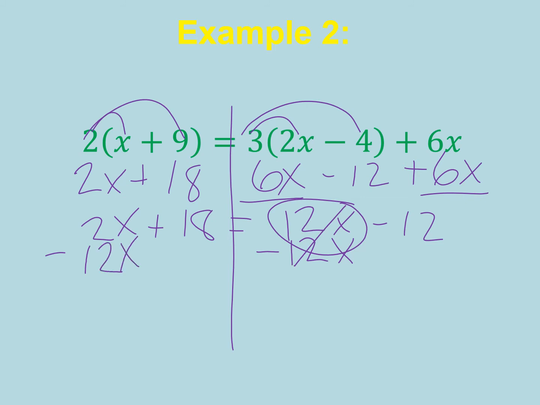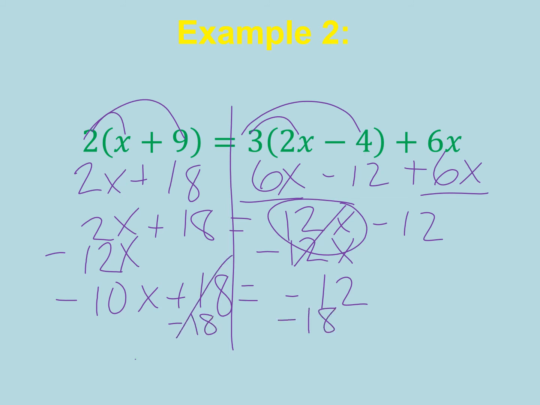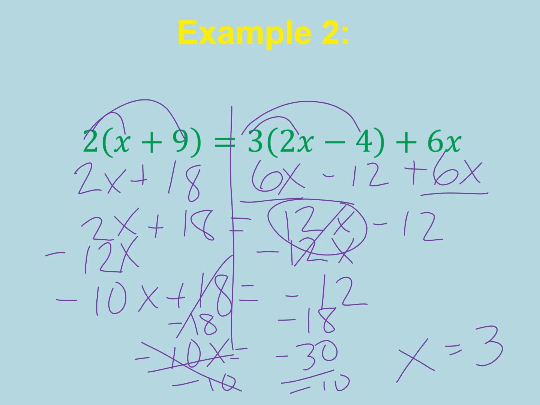Again, over here I'm writing it underneath its like term. They both have the x. 2 take away 12 is -10x. I still have plus 18 equals, and that's -12. Don't forget that 12 is negative. Now we want to subtract 18 over here. Move it to the right-hand side, so I get -10x equals -30. And I'm going to divide by -10, and we get x equals 3.